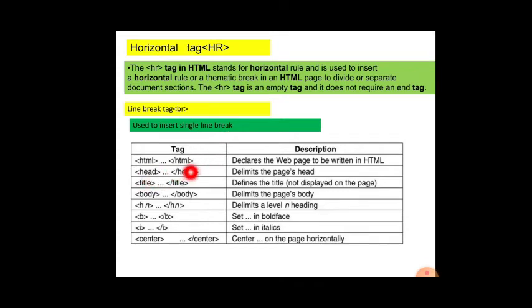Then there are some more tags here. HTML declares the web page, the head tag delimits the page's head, the title tag defines the title, the body tag delimits the page body, then H N delimits the N level of heading, B is boldface, I is italics, and C is center. So these are some of the basic tags.